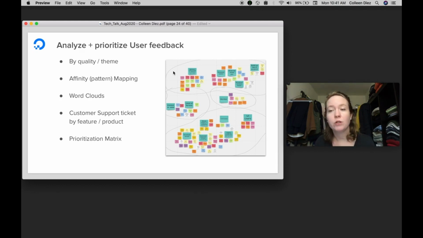You can do this virtually. This is actually a screenshot from a virtual tool that we use called Miro. We also use a tool called Mural. These are online tools for collaboration. But you can also do this really simply, in real life, with post-its on a whiteboard.